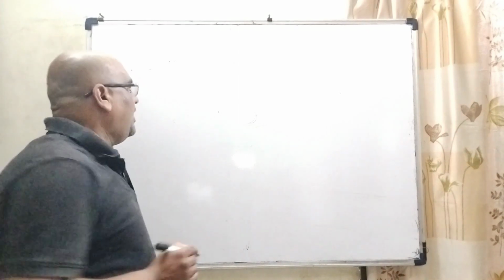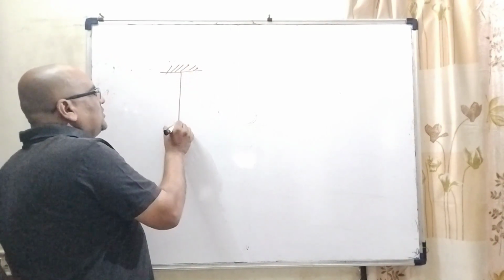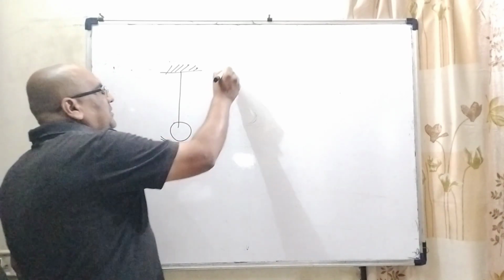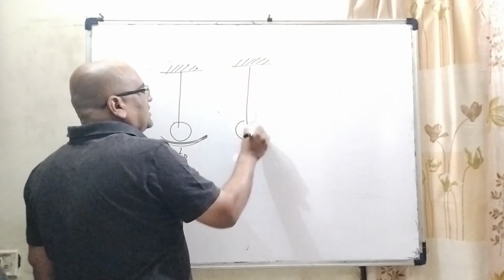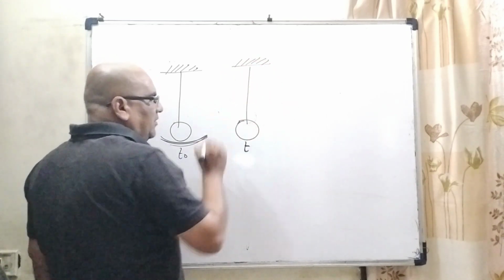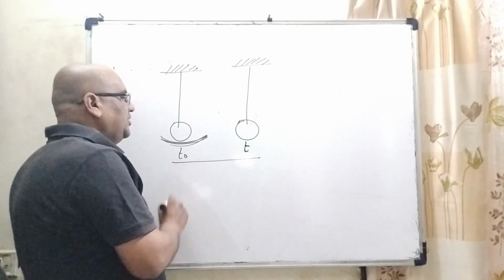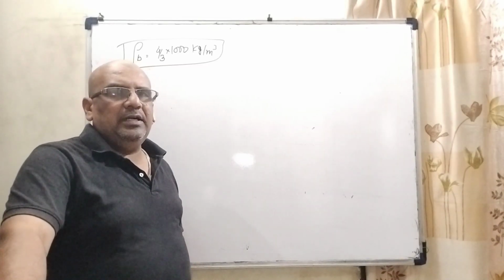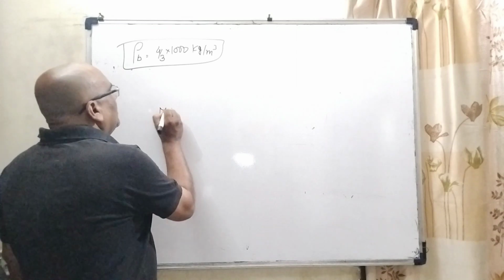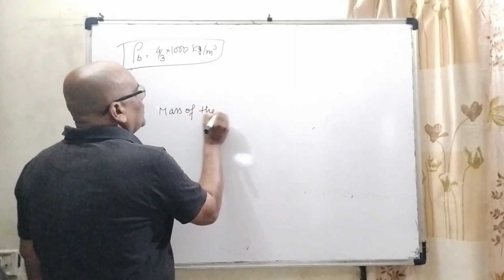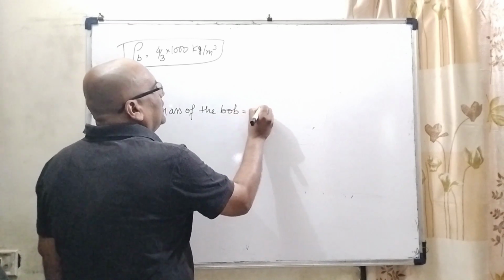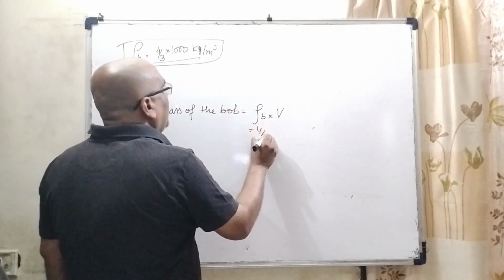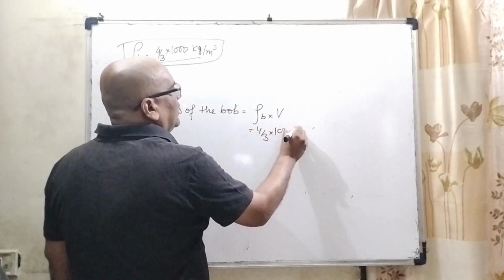In this question, we are given a simple pendulum which oscillates in air and its time period is given as T naught. When this simple pendulum is dipped in water, its time period is T, and we have to calculate the relation between T naught and T. Firstly, we have to calculate the mass of the bob. Here, mass of the bob is equal to density of the bob into volume. The density is given as 4 by 3 into 1000, and volume V.